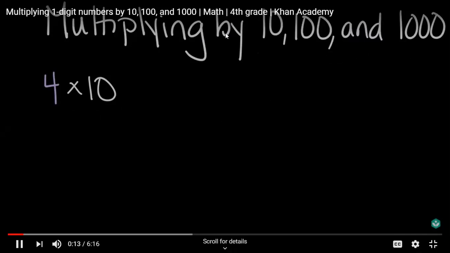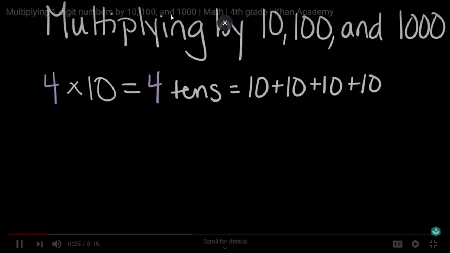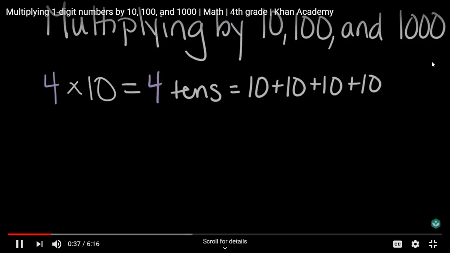We're comfortable with or already know. 4 times 10 would be the same as saying 4 tens. And 4 tens, one way we could represent that is a 10 plus a second 10, a third 10 plus a fourth 10, or 4 tens.